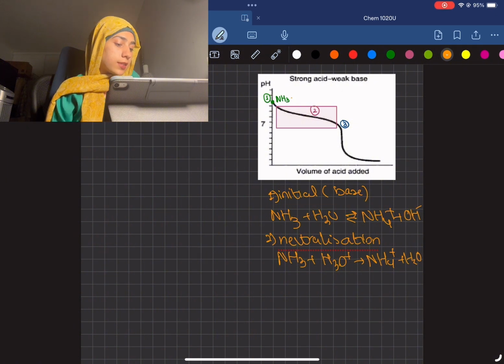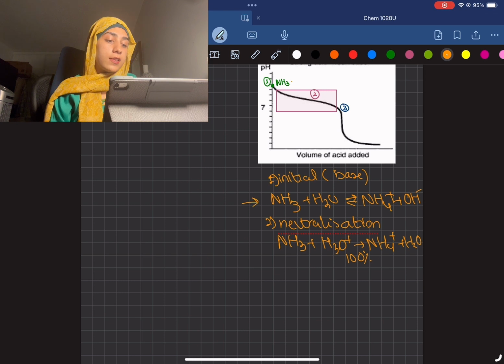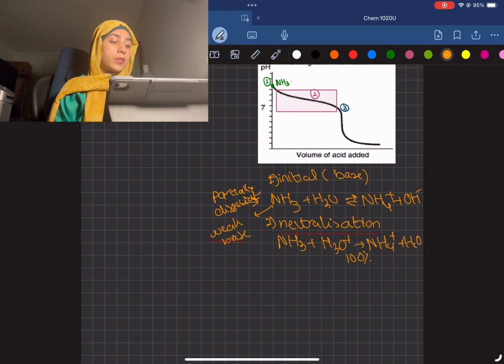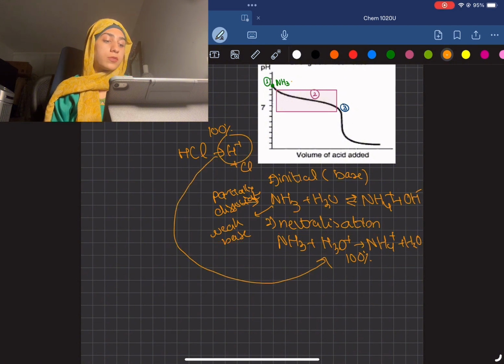Now over here, you need to know that this reaction goes to 100% completion. If you notice over here, this partially dissociates. The reason it partially dissociates is because NH3 is a weak base. However, at neutralization, it goes to 100% completion because I'm reacting with the strong acid. And because I have a strong acid, I just need to use the H3O positive ion. So let's say I have HCl. Because it goes to 100% completion, I can just straight up use this, and these two are interchangeable.